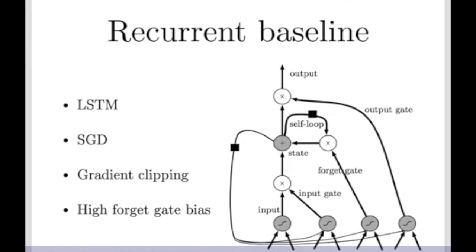One last trick that you should probably use in your baseline for a recurrent network is setting the forget gate bias to be high. That makes it so that the forget gate of the LSTM initially says not to forget anything, and that helps to make sure that information flows through the network originally.